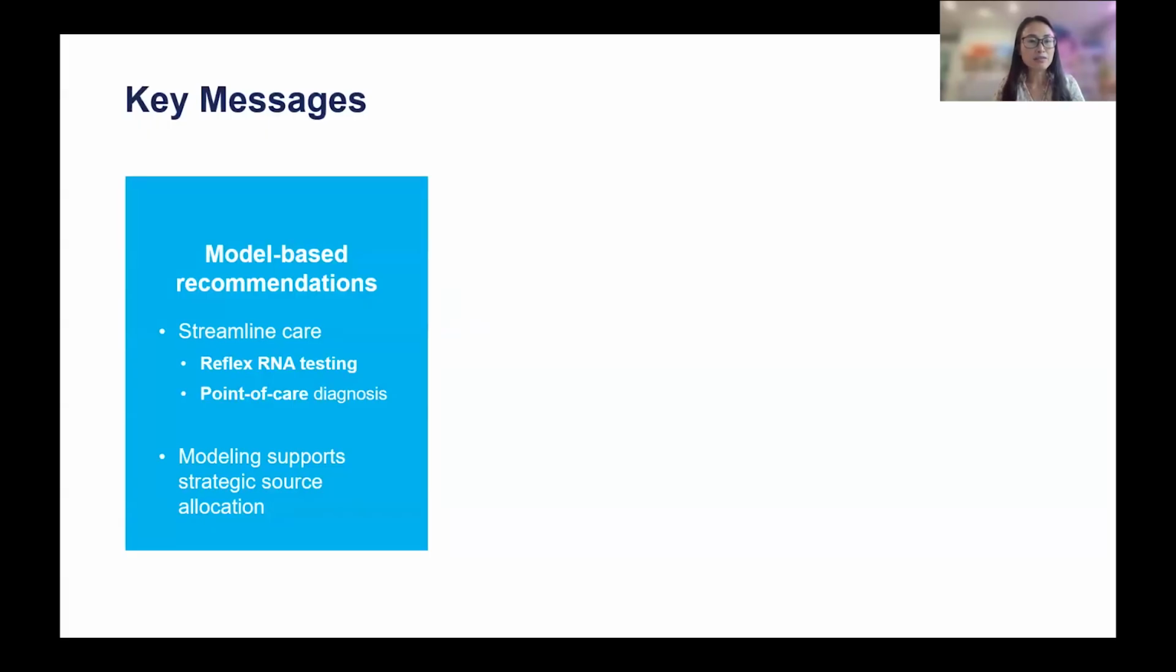And we also have a key message to take home. We can use the model-based recommendation that we should streamline care, maybe using reflex RNA testing, so that people can get access to treatment in a timely manner. We also can consider point of care testing, as mentioned by Beate, to streamline the resources so everything can happen in one appointment. Modeling supports strategies, also talking about the allocations.